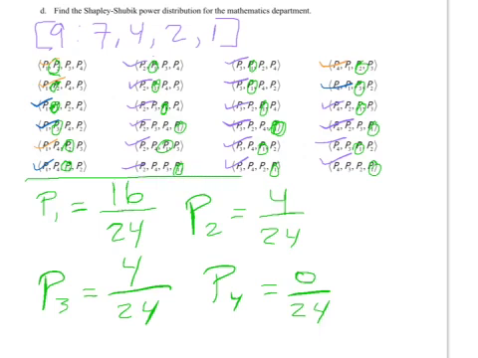So these fractions, which represent fractions of power, represent the Shapley-Shubik power distribution for the math department.